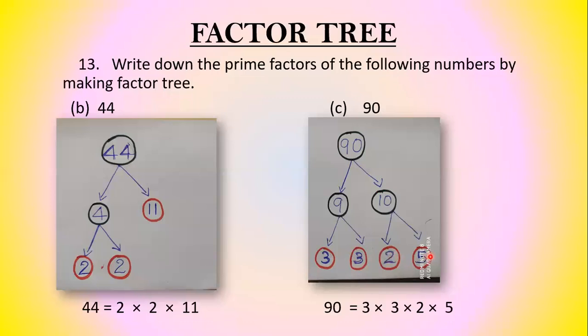You can check your answer by multiplying. 3 3s are 9. 9 2s are 18. 18 5s are 90. If you get the same number as the product of the factors, your answer is correct. Okay, now we will see the next question.